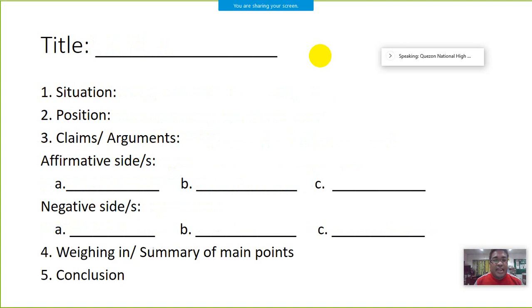So if we have to outline that editorial, maybe we can have this scheme. Possible title, situation, position, claims, because this is an argumentative editorial, so we have to highlight both sides. First, we have to give the opposition side, or the side that is not taken by the editorial writer. Then you have the weighing in and the concluding part.